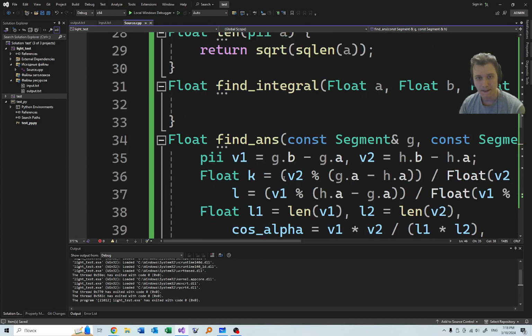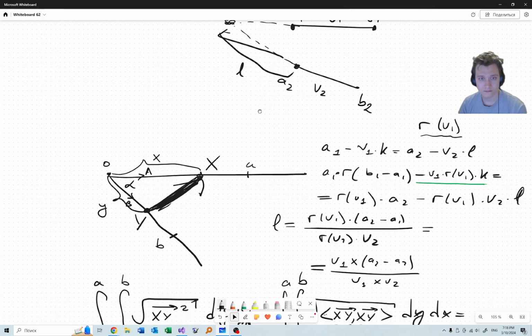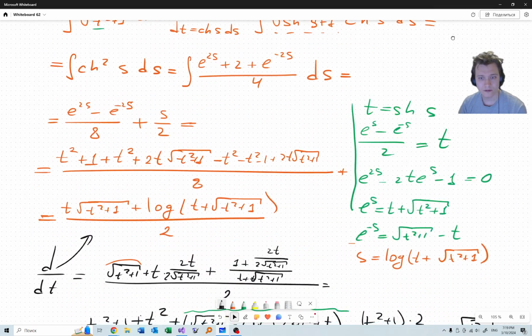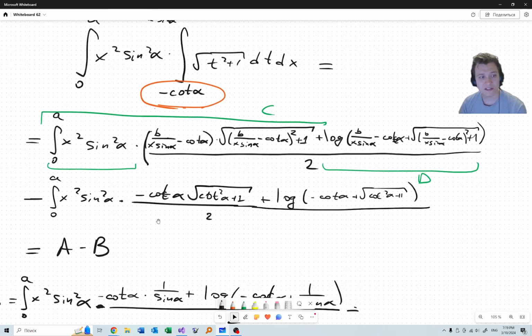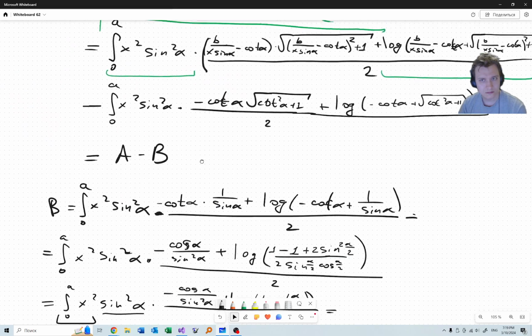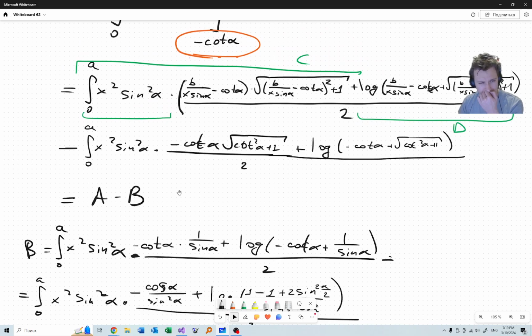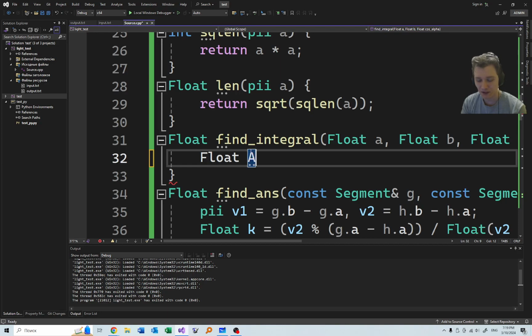Okay. So now we only need to find the integral. As we know, this nice huge integral is simply C minus... a minus b. So we need to find float a and b.